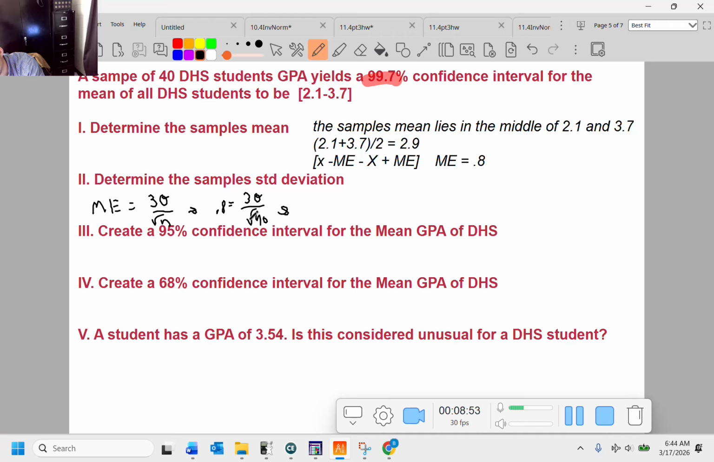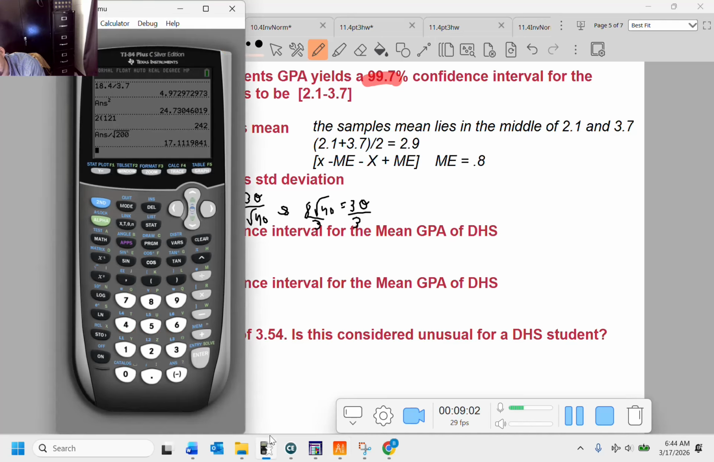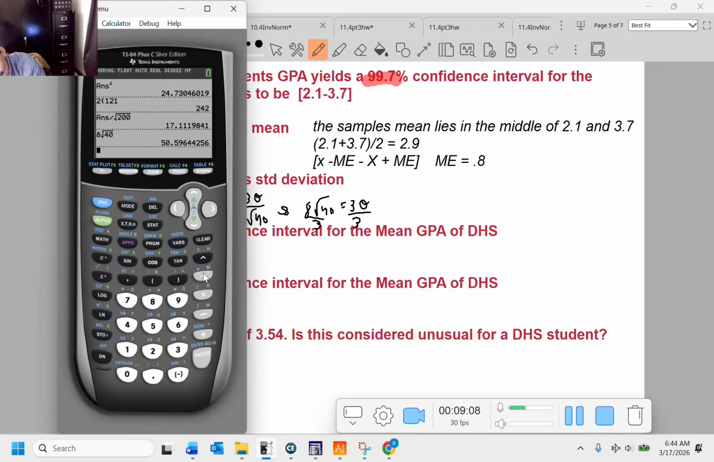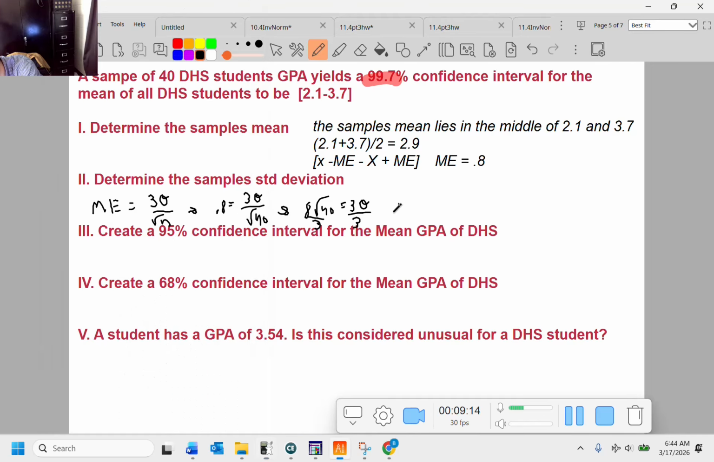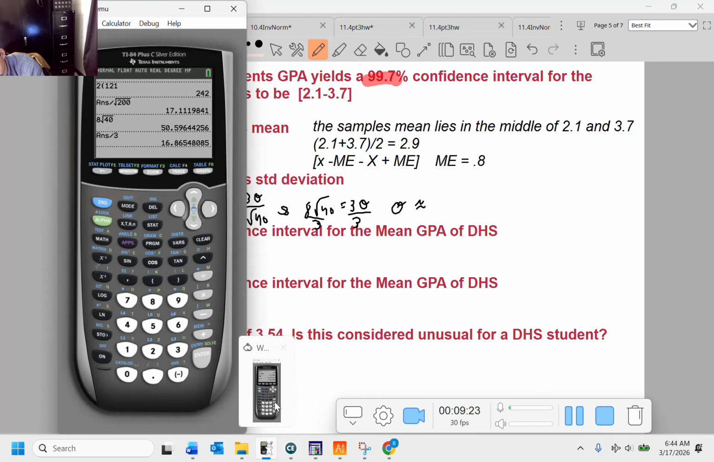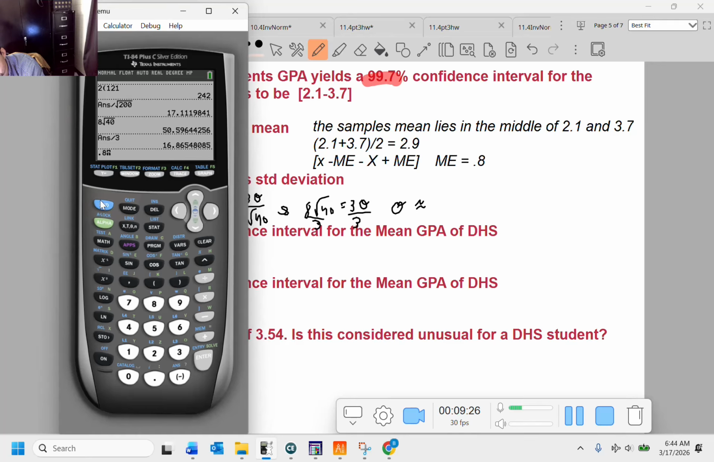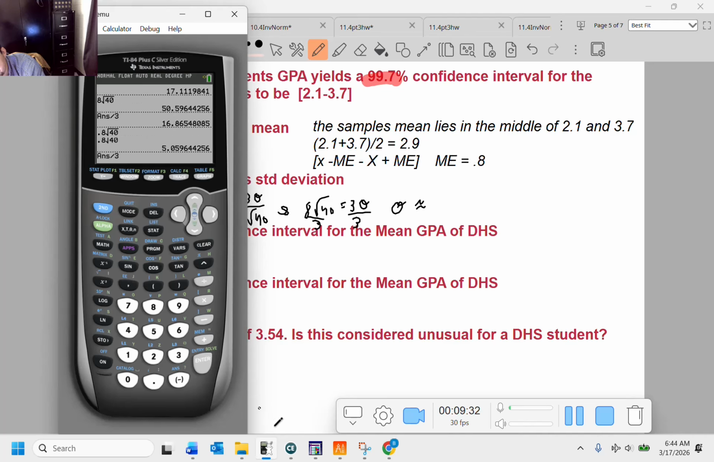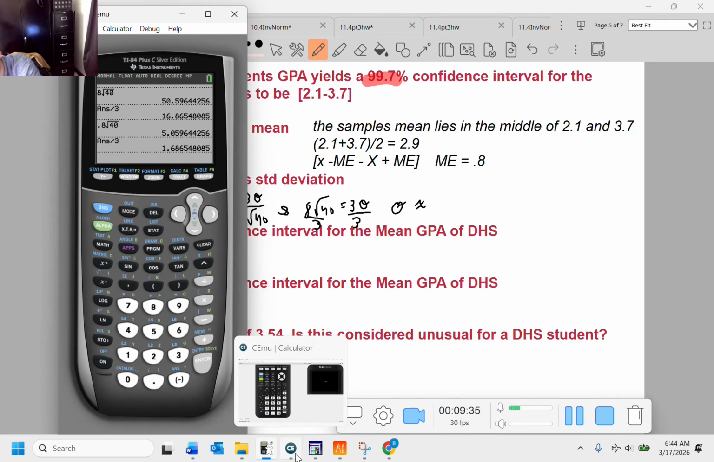All right, first step, multiply both sides by root 40. 8 roots of 40 is 3 sigma, and then we're just going to divide by 3, and that's going to be our standard deviation. So we got 8 roots of 40 over 3, and there's sigma, which is about 16.87. Something seems wrong about that. Oh, because it's 0.8 root 40. That's better. 1.69.